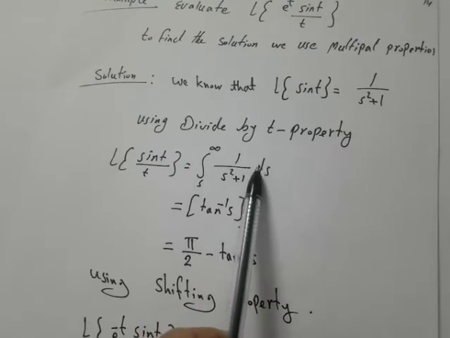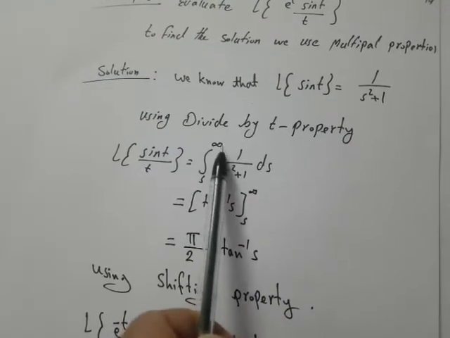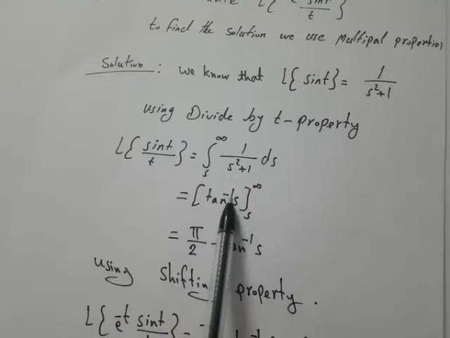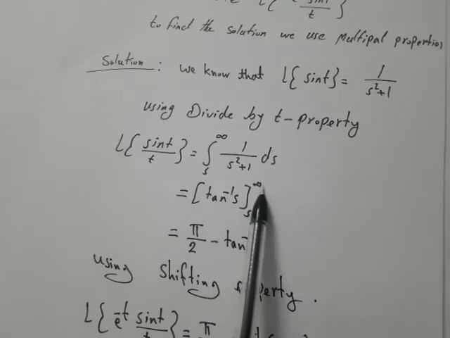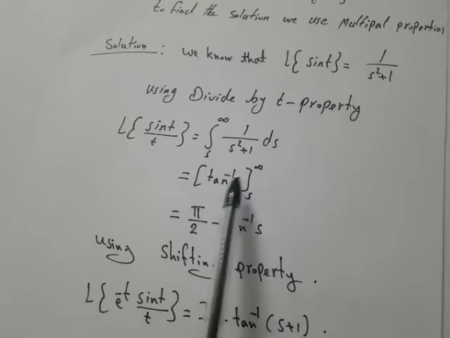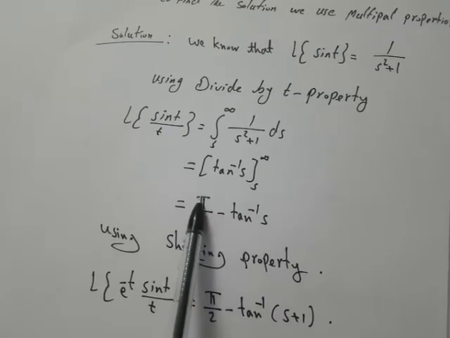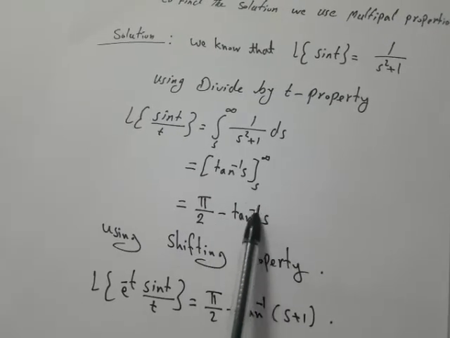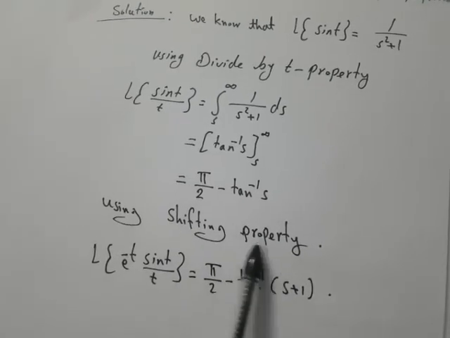So if we get the integration from s to infinity, so it will become tan inverse s from s to infinity. So this value, if we put these two values in here, so we will get pi upon 2 minus tan inverse s using shifting property.